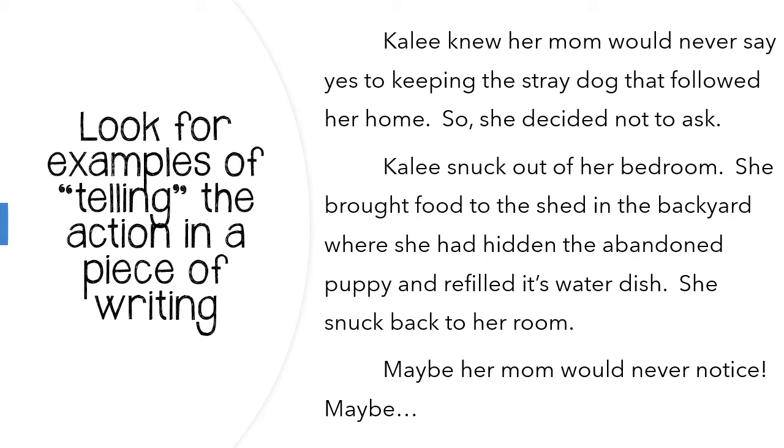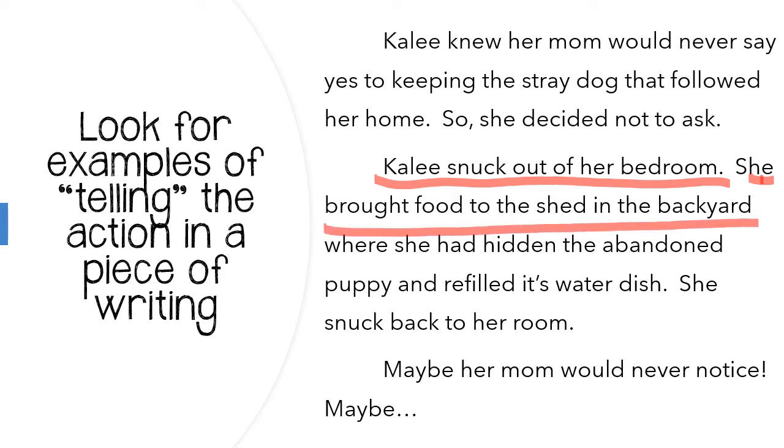So we had this same piece of writing yesterday where we were looking for examples where there was just telling instead of showing. And yesterday we figured out that this first section here, Kaylee snuck out of her bedroom, we're just telling the reader that Kaylee snuck out. We're not showing it. There's another one here where it says, she brought food to the shed in the backyard where she had hidden the abandoned puppy and refilled its water dish. Again, I'm just telling. I wonder how that went down. And then here, she snuck back to her room. Those are all great places to say, I am just telling my reader. I could show more of that.